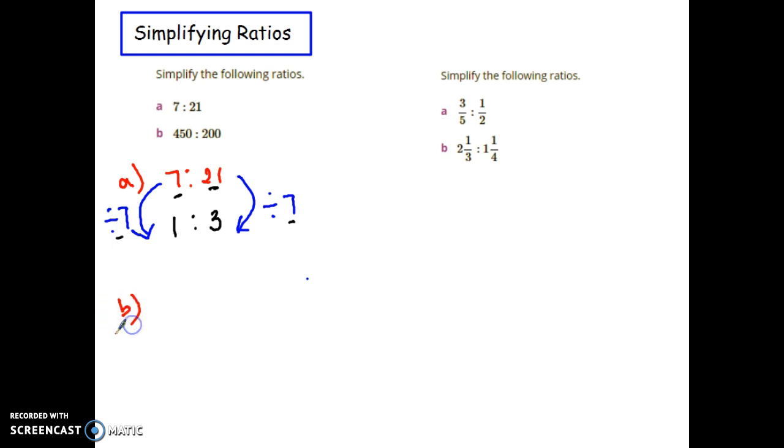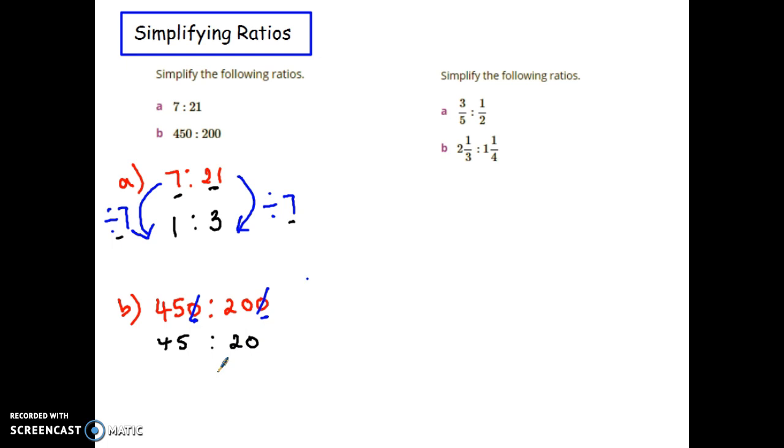Let's have a look at part B and do the same thing. 450 to 200. The first thing and the most obvious thing I can do, if I notice that there's a 0 on both numbers, I can just cancel those out. That's like dividing by 10. So now what I have is 45 to 20. Smaller numbers, much easier to see.